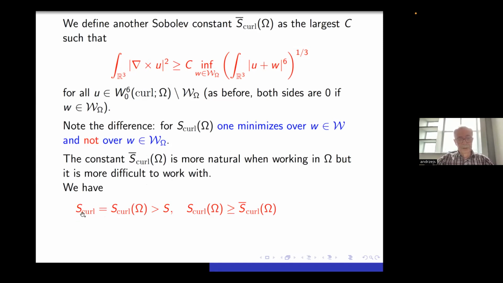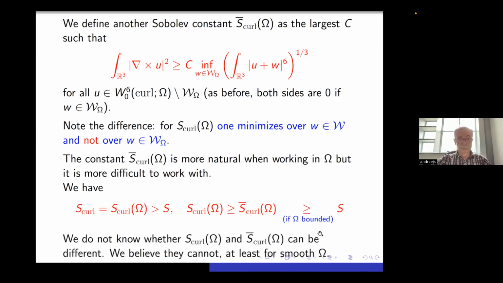Well, what we have is that S curl is equal to S curl of omega, and it's bigger than the Sobolev constant. And we also know that S curl omega is bigger than or equal to S curl bar of omega. And for bounded omega, it is bigger than or equal to S. So we don't know if they can be different. Well, we believe they are not, at least not for smooth omega, but we have not been able to show this.